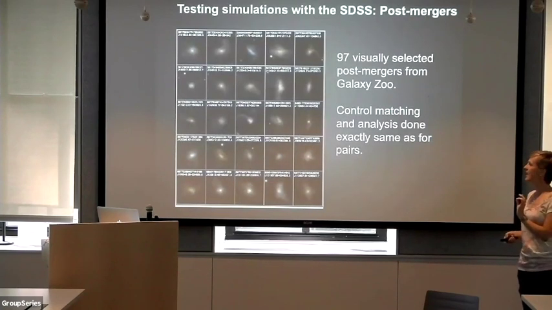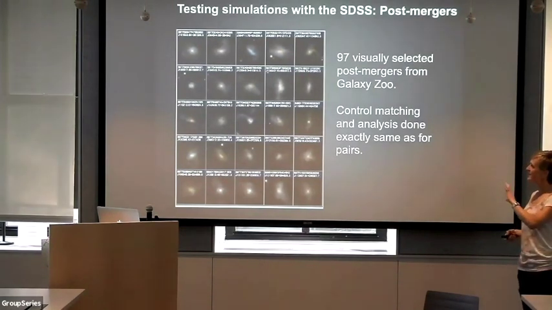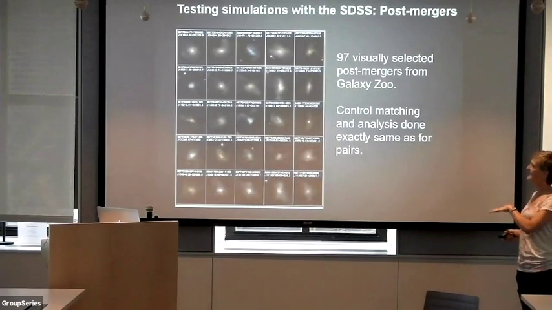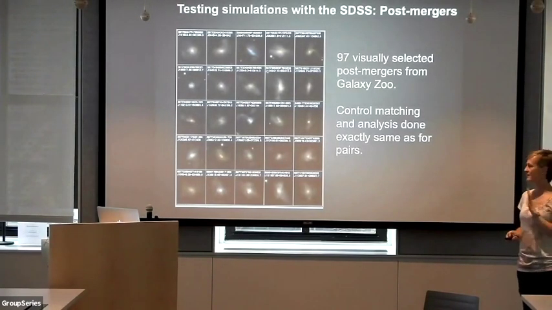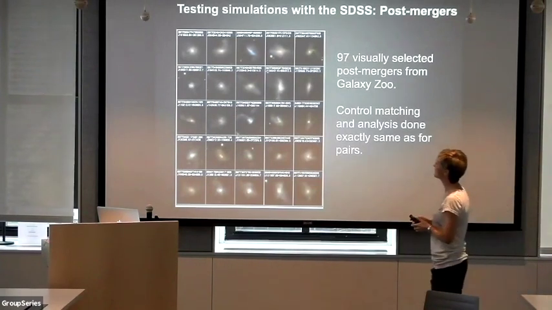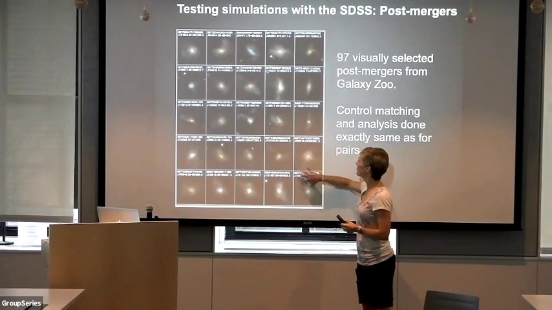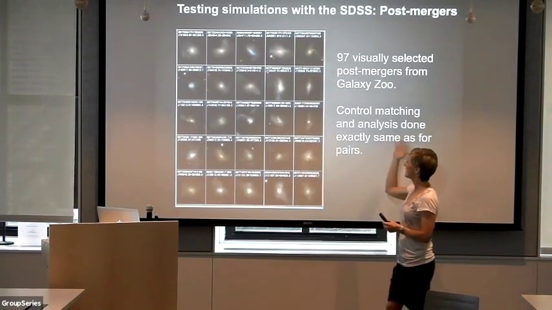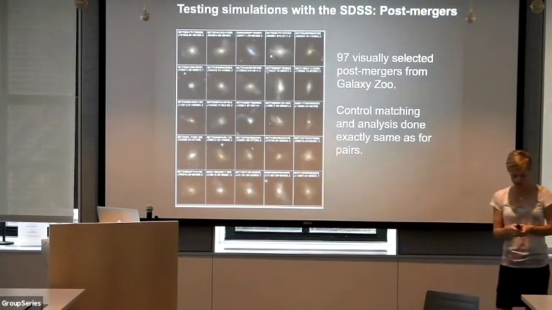So these are now single galaxies where they have been identified visually in galaxy view by their very strong and obvious tidal features. I'm not sure how well it shows up on the projector, but these galaxies all have really obvious shells and tidal features. These are the kind of ultimate train wreck.